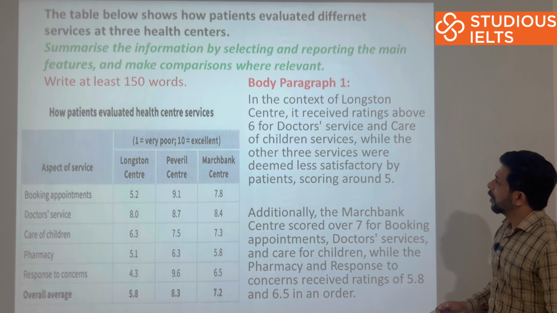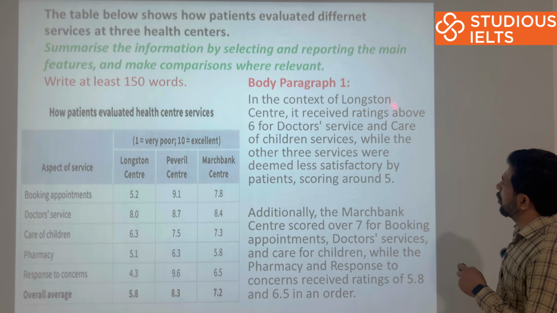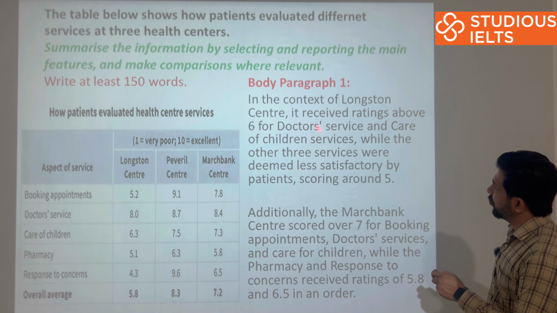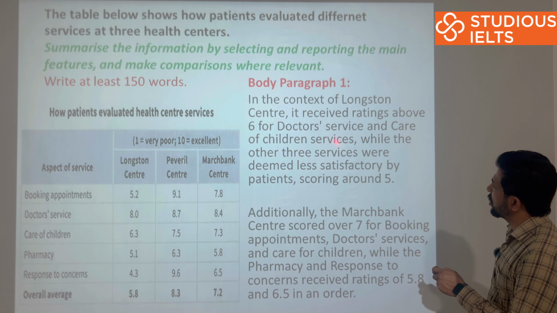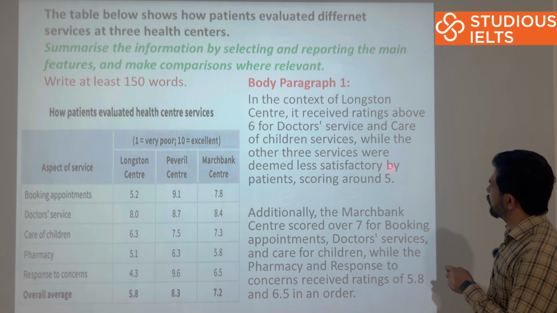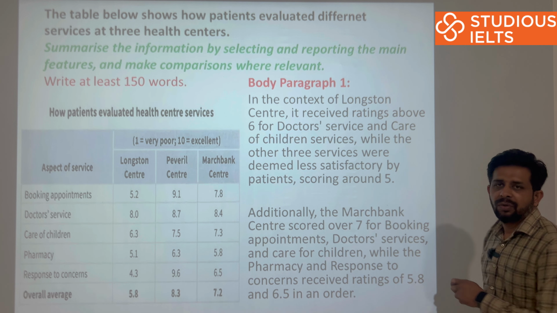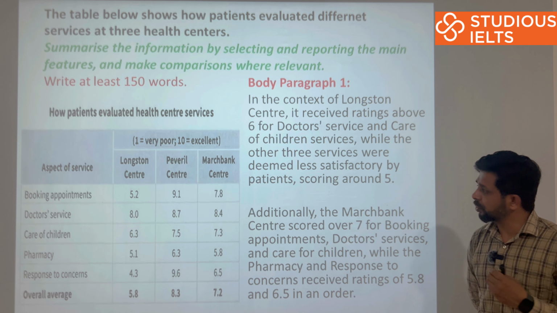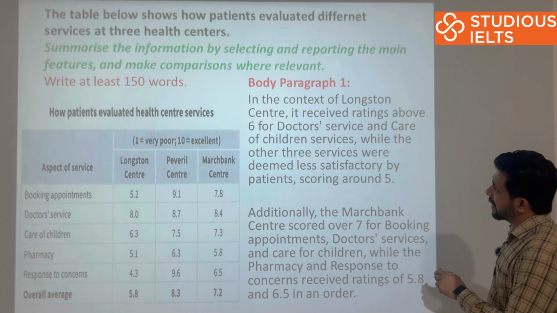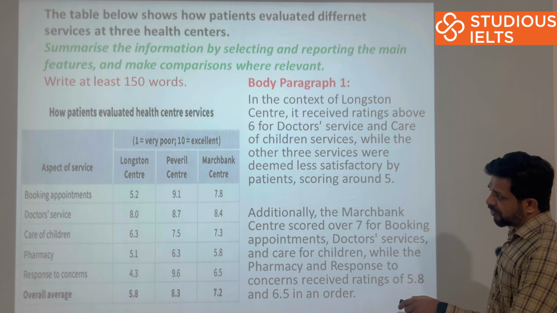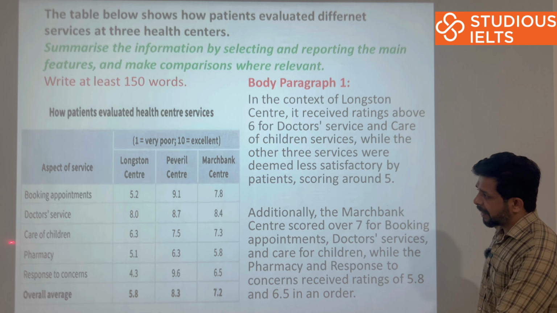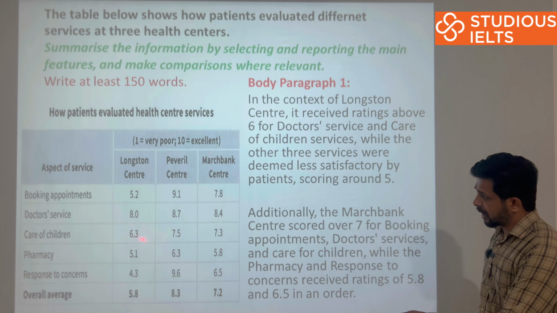Let's have a look. Okay, first of all, in the context of Longstone Center, it received ratings above 6 for doctor service and care of children services, while the other three services were deemed less satisfactory by patients, scoring around 5. So this is the crux of everything. How do we do that? In this case, we told that in Longstone, which ones were the higher? Doctor service, which was 8, and care for children, which was 6.3.